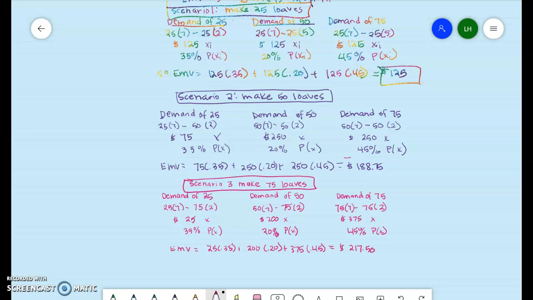So which one would have the highest expected monetary value? Well, it looks like scenario 3, because your expected monetary value is the highest there, so you will get more value there compared to the other two.